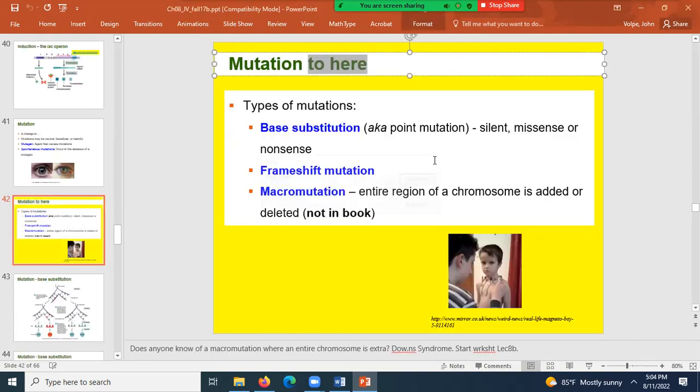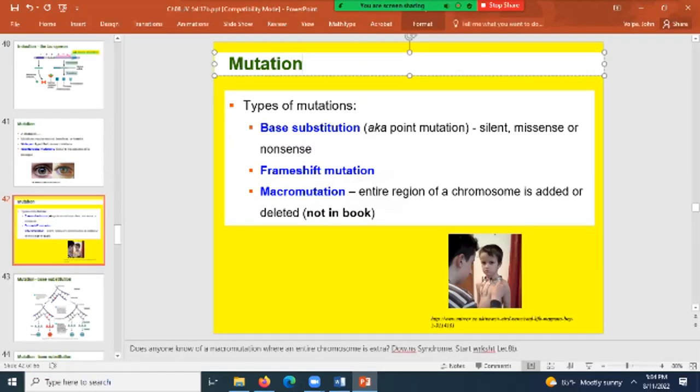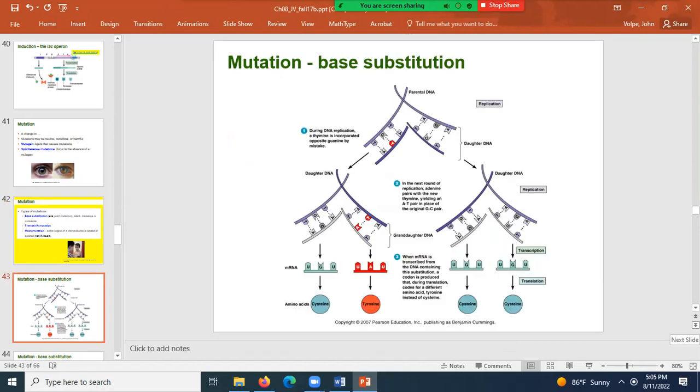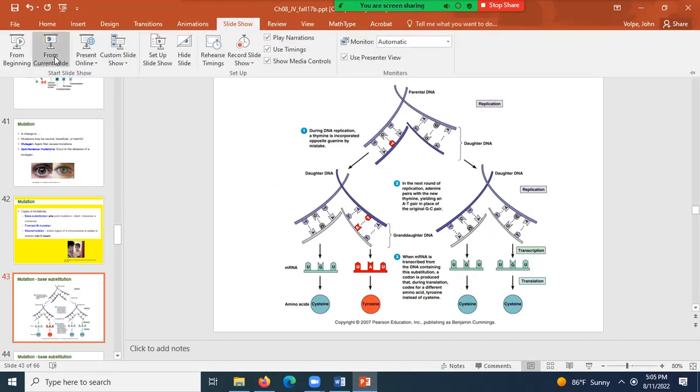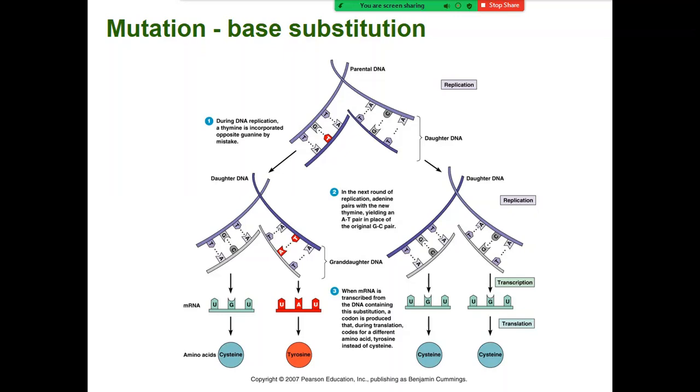Last time we had started talking about mutations and said that you can classify them as a base substitution, a frame shift mutation, or a macro mutation. Let's talk a little bit more about each of these. A base substitution, let me see if I can blow that up. A base substitution is when a base gets added that is incorrect, and so there should be a C over here.